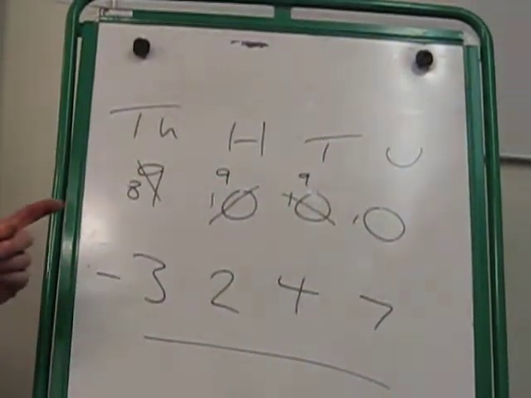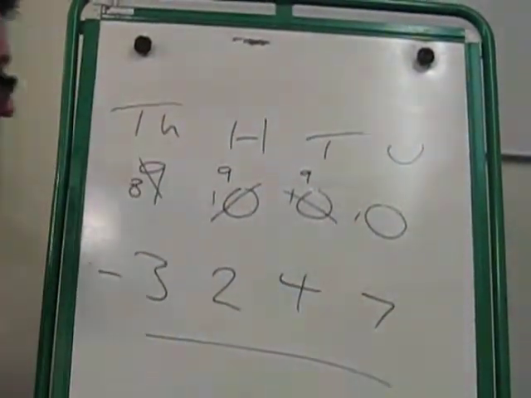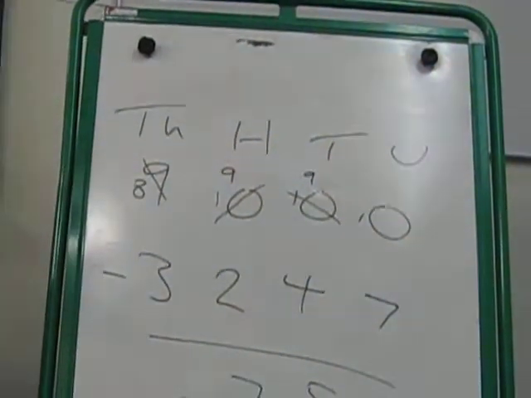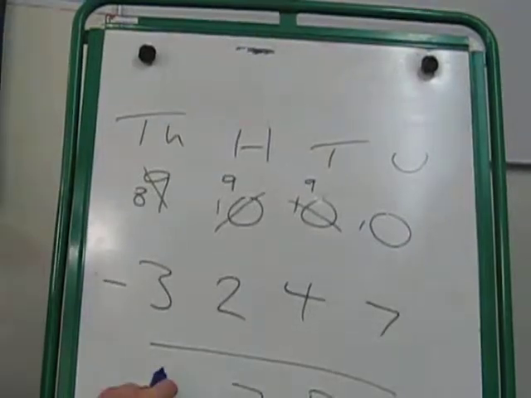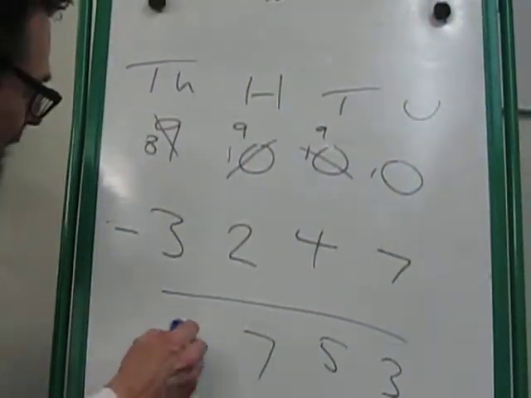So 10 subtract 7 is 3. 9 subtract 4 is 5. 9 subtract 2 is 7. And 8 subtract 3 is 5.